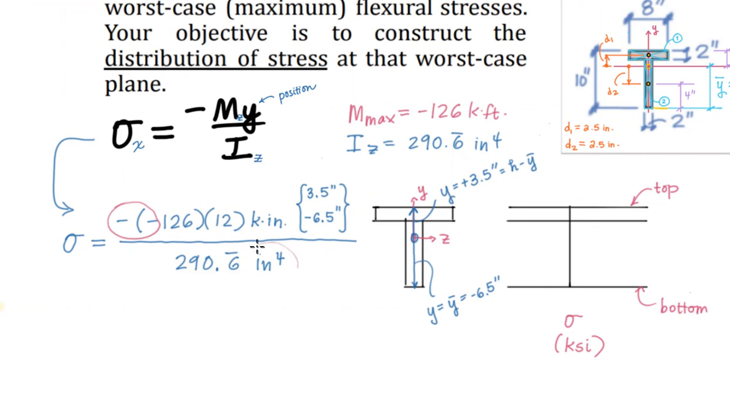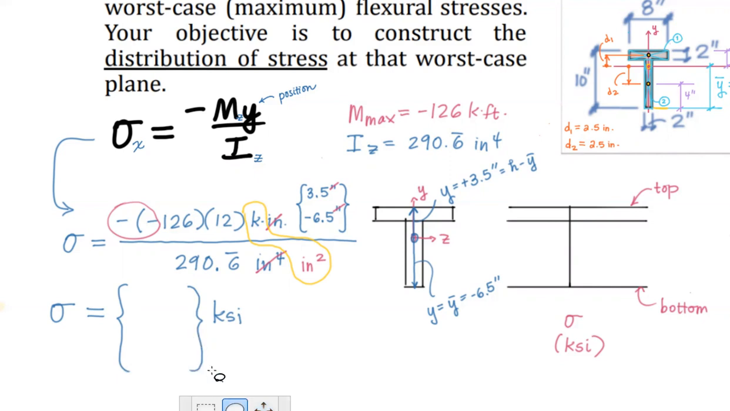So I've got inches to the fourth in the denominator. I have inches times inches up here. So this is going to go to inches squared. And so that's how I know that I'm going to output KSI, kips per inches squared, in the next step, okay? KSI. And I'll do my little bracket notation. In fact, I'll leave myself a little more room.